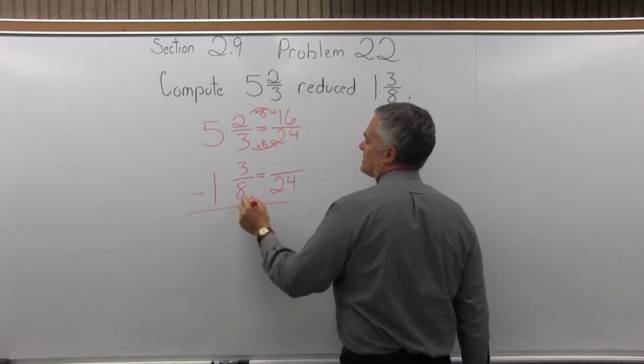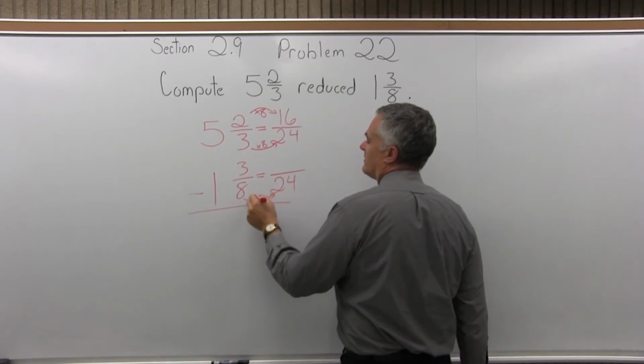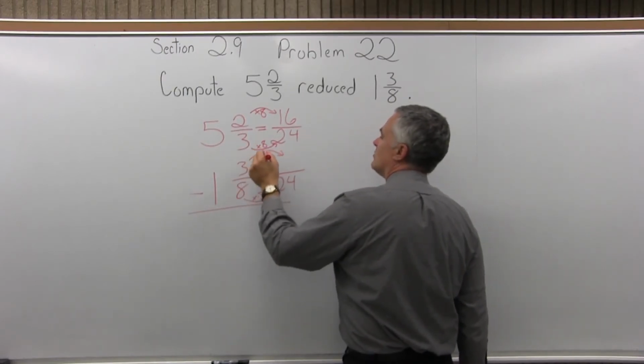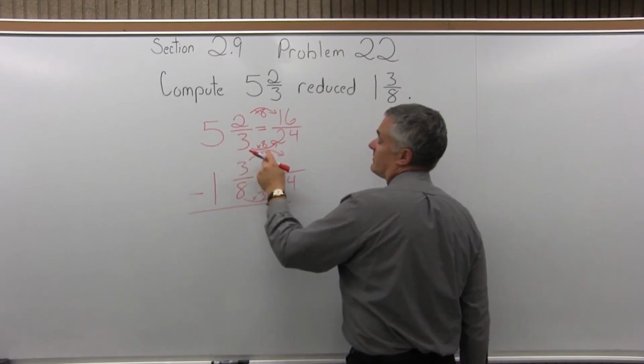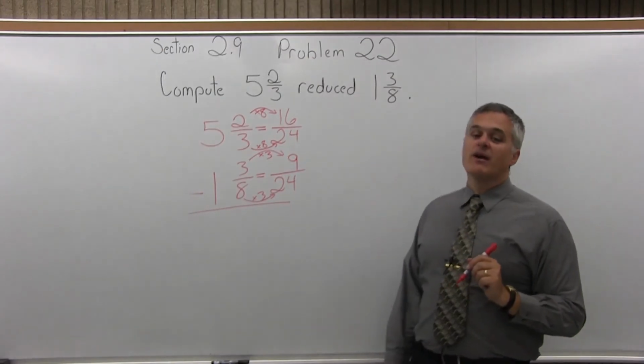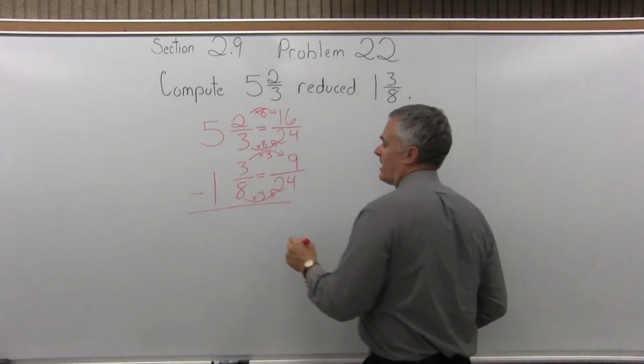Now for the lower fraction, same process. The denominator of 8 times something to make 24 must be 8 times 3. So the numerator is multiplied by the same amount. That would give us 3 times 3, which is 9. Now I have my common denominators. I can combine the numerators.